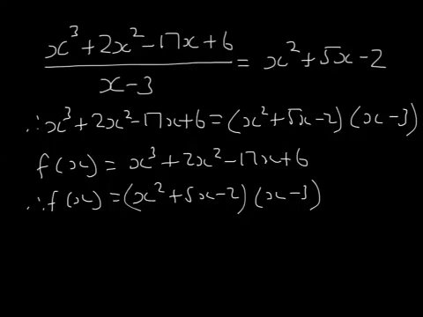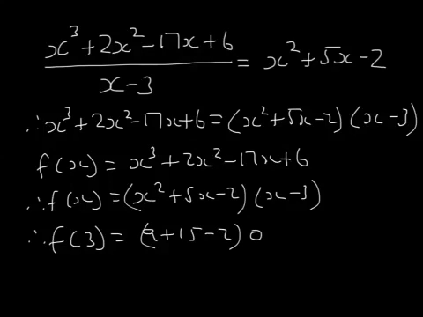What happens if I put 3 into that expression? Well, it's 9 plus 15 minus 2 multiplied by 0, because 3 minus 3 is 0. So f of 3 is 0. So by putting 3 into here, I've got 0, which means if I put 3 into here, I would get 0. And that's always going to happen when you've got a factor. x minus 3 is a factor. So this is an example of the factor theorem.